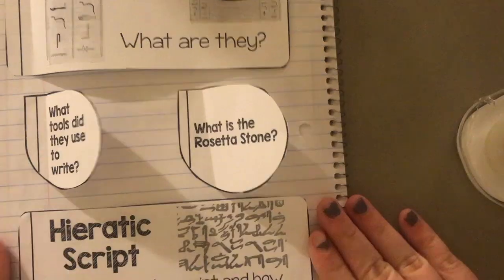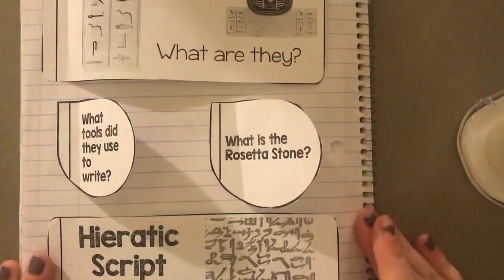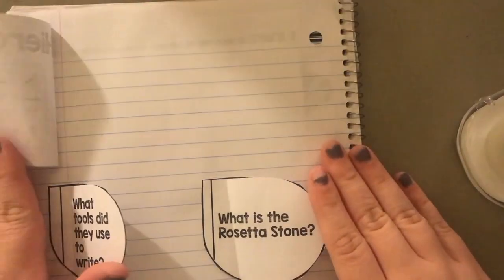Alright, for page 10, you need your hieroglyphics page. These are all flaps other than the actual title. So go ahead and make sure that you don't accidentally glue these all the way down. You do need to be able to write underneath them.